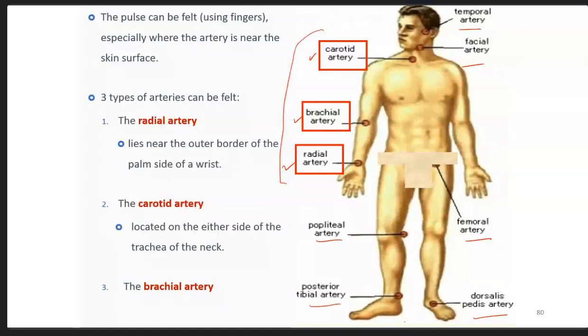So carotid, radial, and also brachial artery. So three types of arteries can be found. The radial artery lies near the outer border of the palm side of the wrist, so you can detect that. You detected the radial artery during your experiment 4. And then the carotid artery is located on either side of the trachea in the neck. And then the brachial artery is located just above the elbow fold.